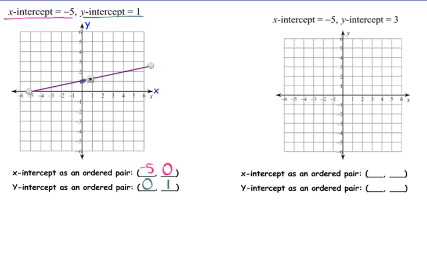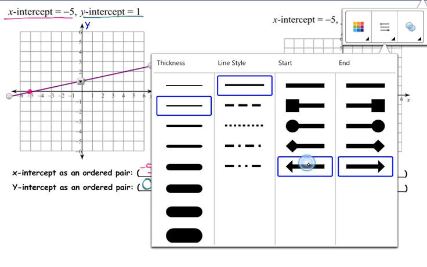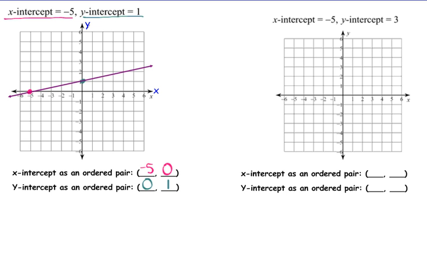Now, the important thing about lines, right, is lines should always have arrows on them, because lines go on forever and ever and ever. So I'm putting arrows on the end of my line, and I want to make sure it goes through my intercepts. And that's a really easy way of graphing.